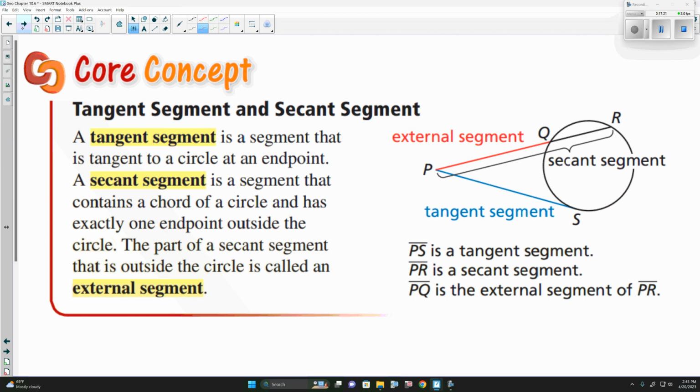Tangent segment and secant segment theorem. A tangent segment is a segment that is tangent to a circle at an endpoint. So it's a segment that goes to the endpoint outside the circle and goes to one point on the circle. A secant segment is a secant or segment that contains a chord of the circle and exactly one endpoint outside. The part of the secant segment that is outside the circle is called an external segment. And again, very clever with how they named it, because it is a segment line and it is outside the circle, so it is external.